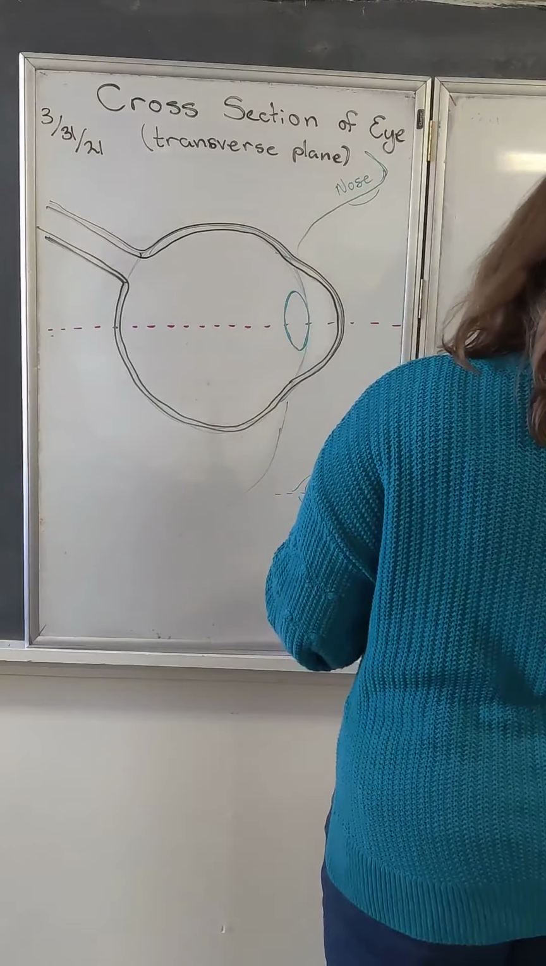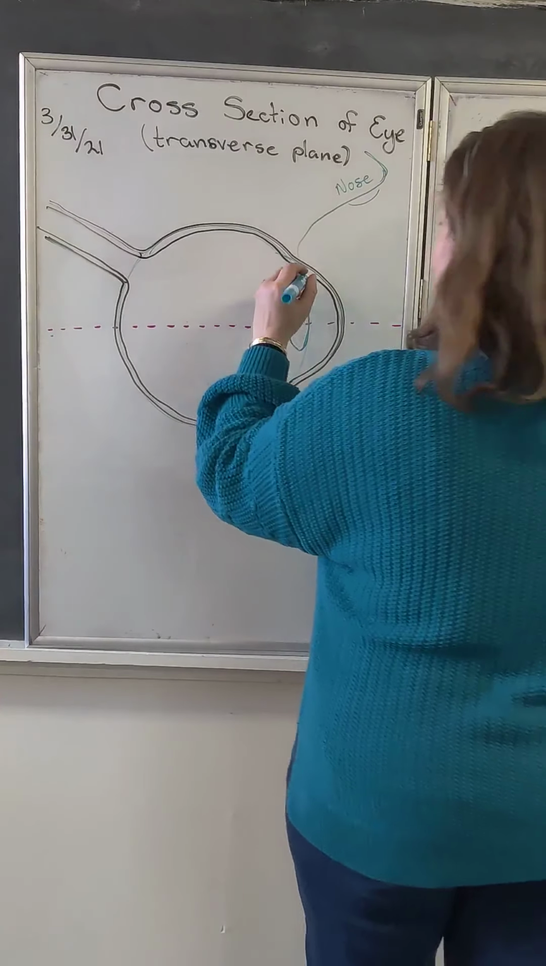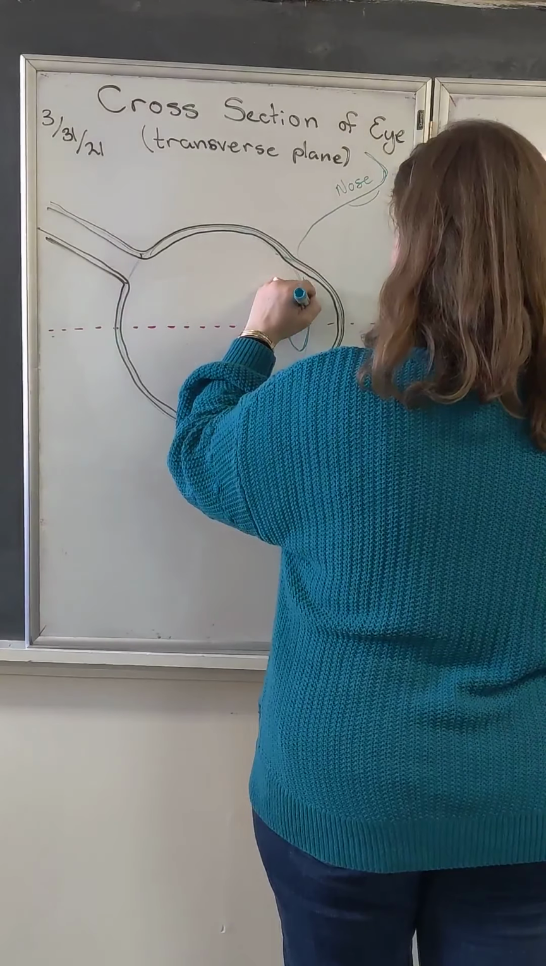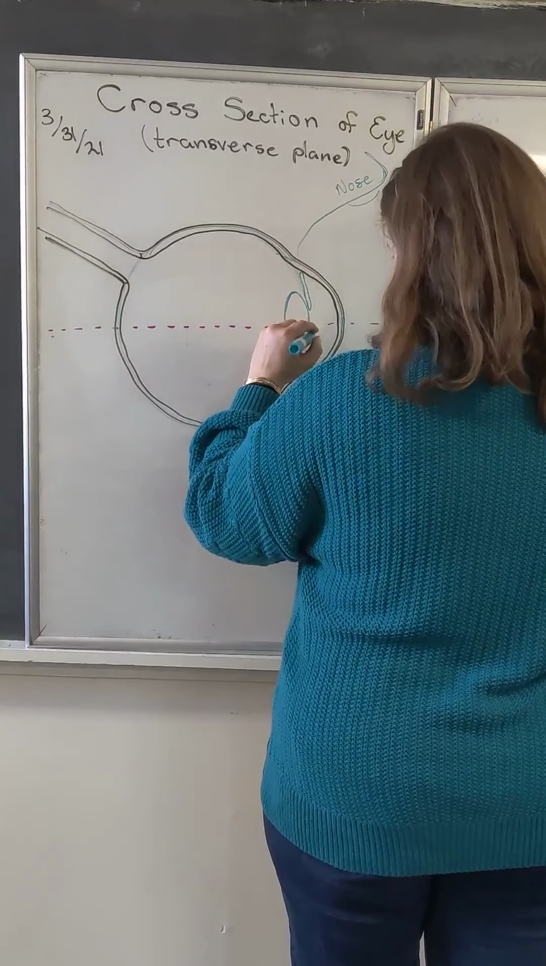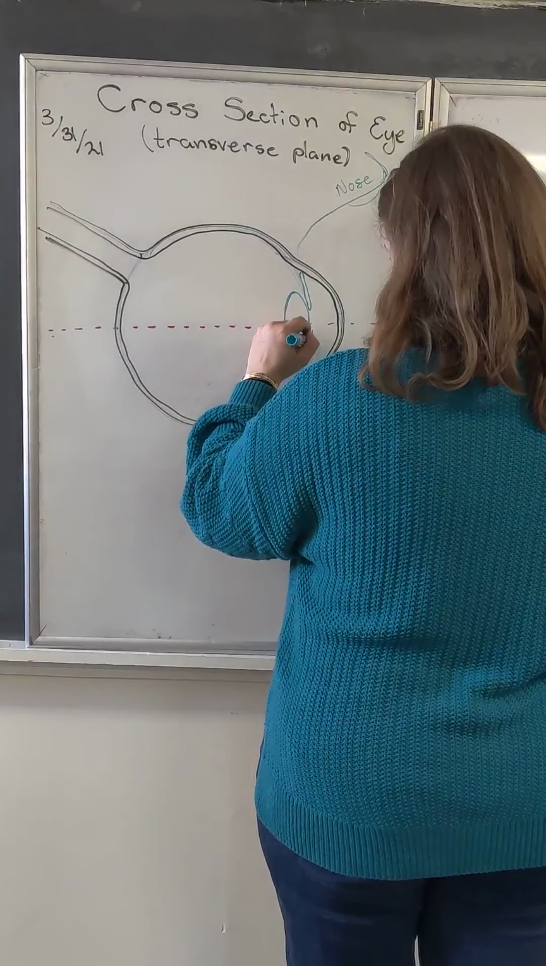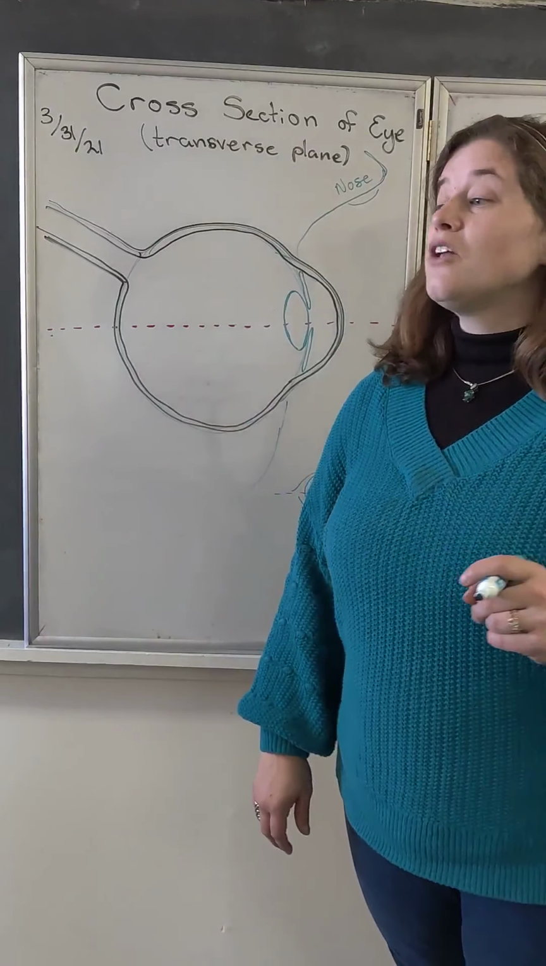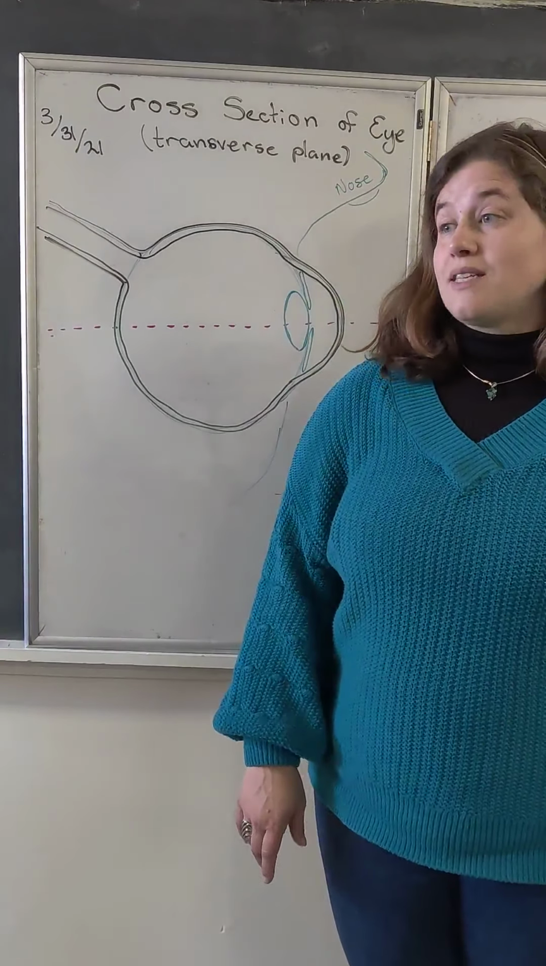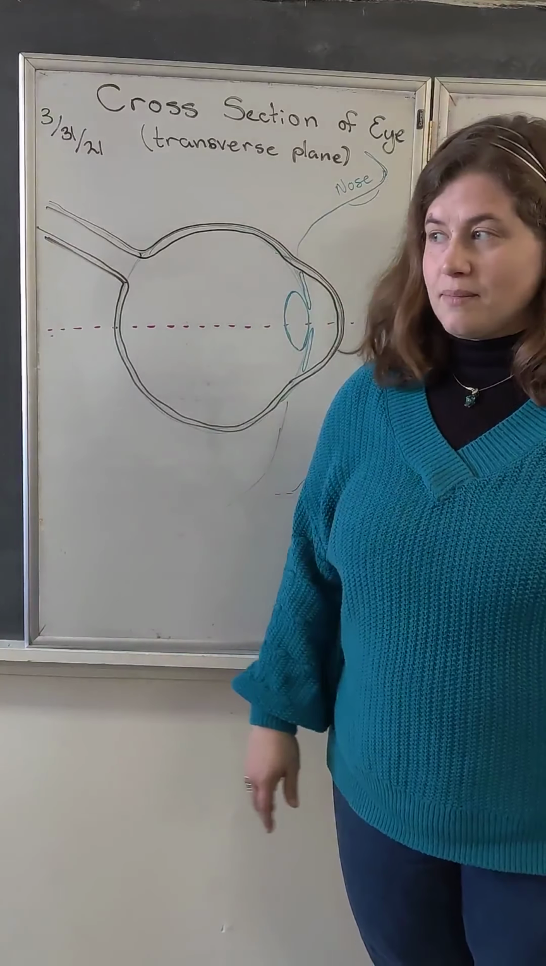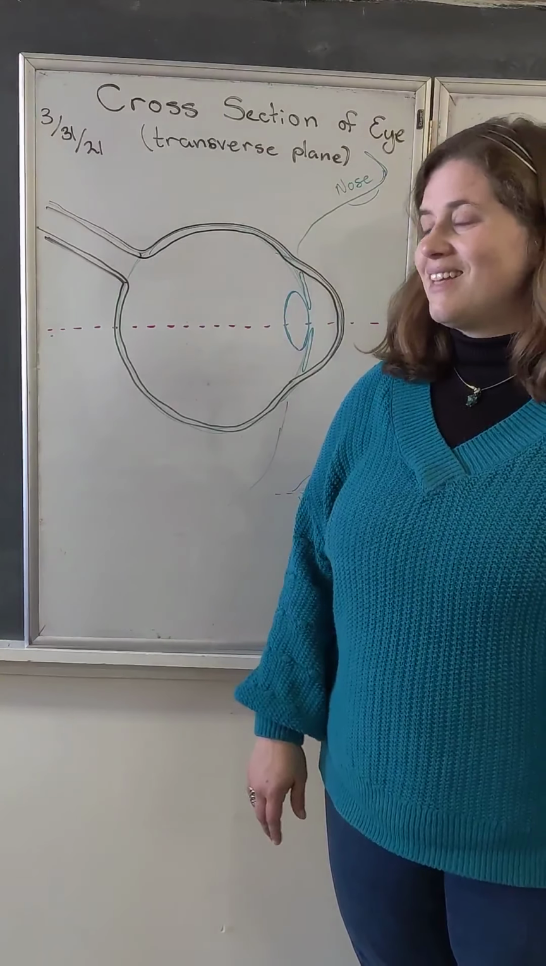So, the iris is going to come over here and it's going to pass in front of the lens. Now, why is that? Mine's going to be blue because I'm blue-eyed. You guys can make it any color you want. And when we build our eyes, you guys can make that iris any color you want. What color are my eyes? Because I'd never know. They're really dark brown.